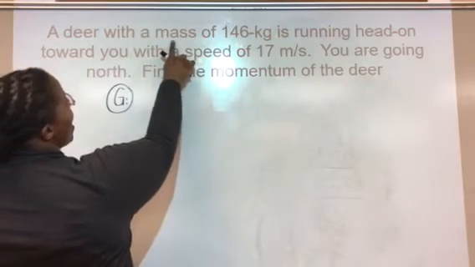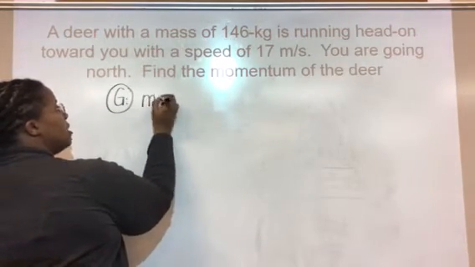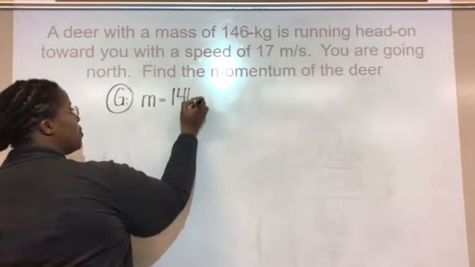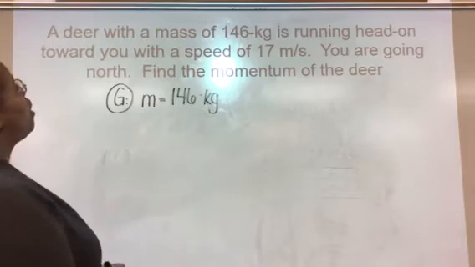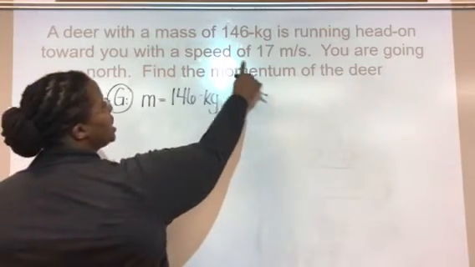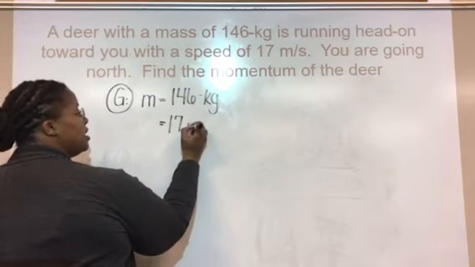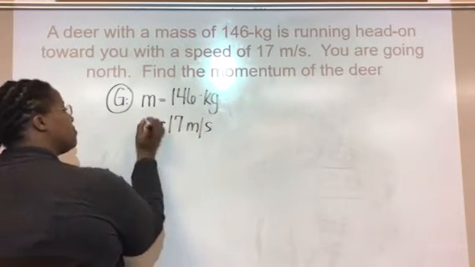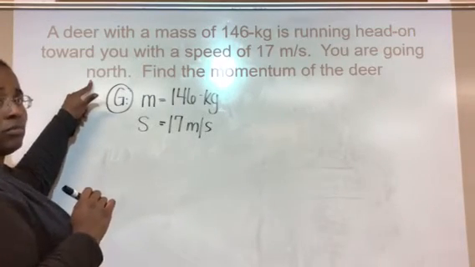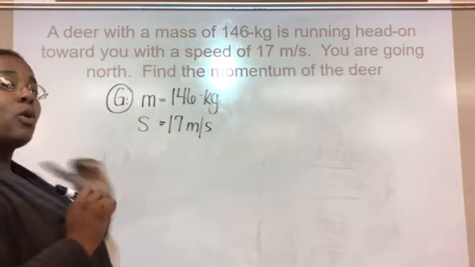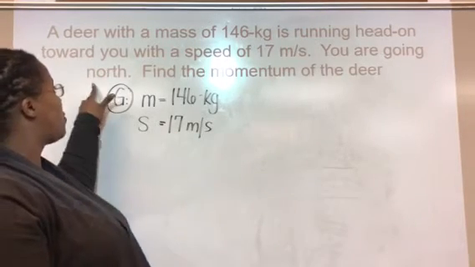A deer with a mass of 146 kilograms. M equals 146 kilograms. Is running head-on toward you with a speed of 17 meters per second. You are going north. Whoa. If I'm going north, I have a direction. So I have magnitude and direction.